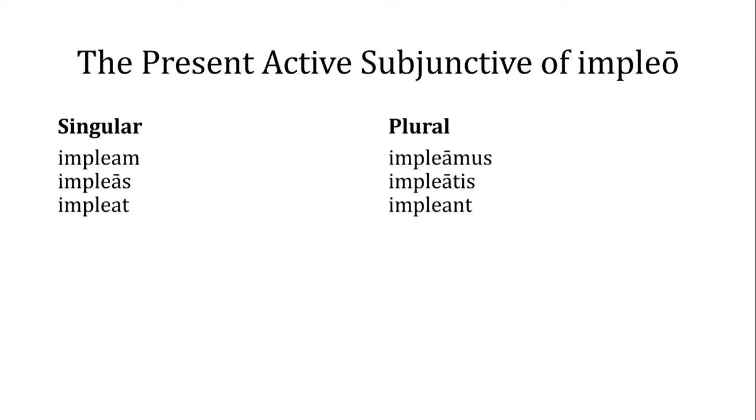Now, we're moving to the third conjugation, and we have never learned the present system, the present stem, for either the indicative or the subjunctive in the third conjugation. The third can be tricky, all right? The third can be tricky. So let's see what that looks like.